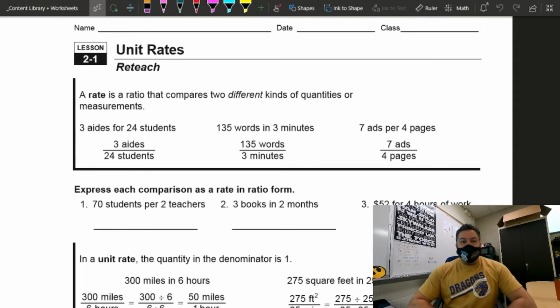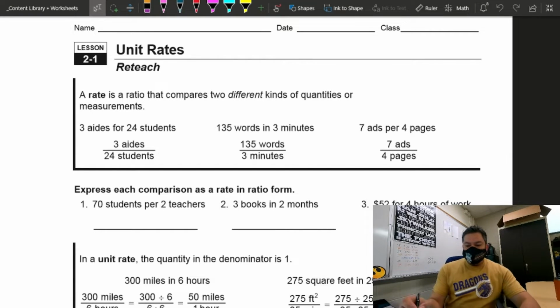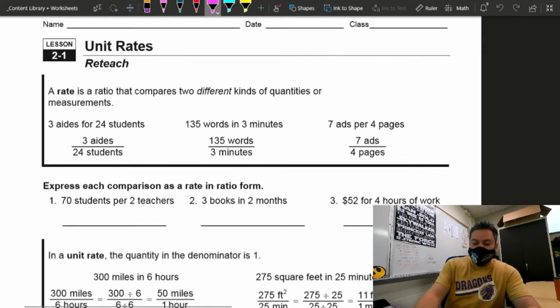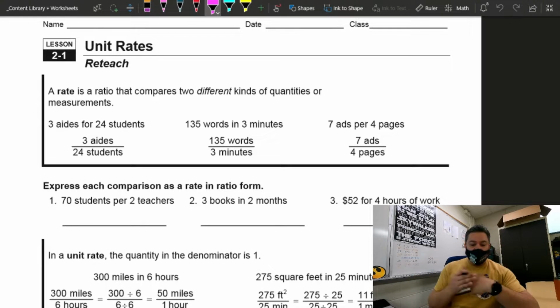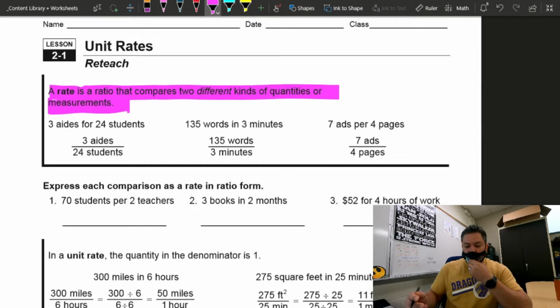So unit rates, why do we use unit rates? So basically, over here it says a rate is a ratio that compares two different kinds of quantities or measurements. So a rate is a ratio that compares two different kinds of units or quantities or measurements, okay?